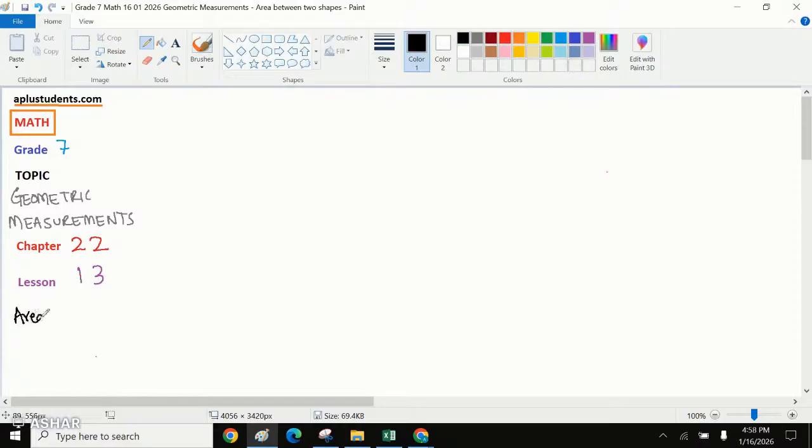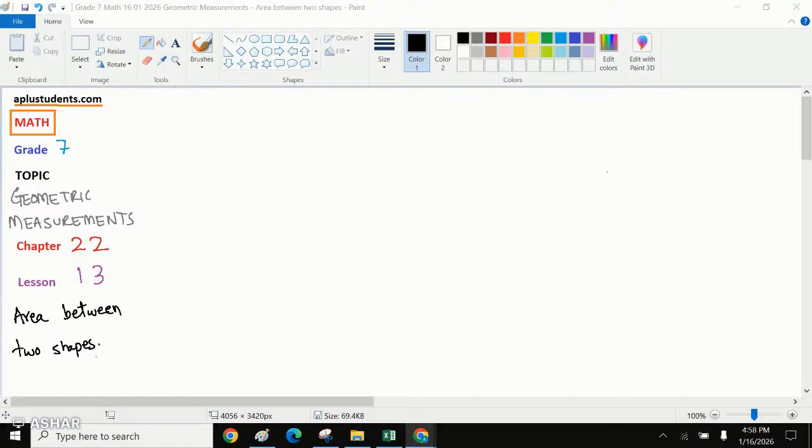finding area between two shapes or two figures. Okay, so in this particular topic, what we would be doing is we would be trying to find the area between any two given shapes. Okay, so let's go to the topic.